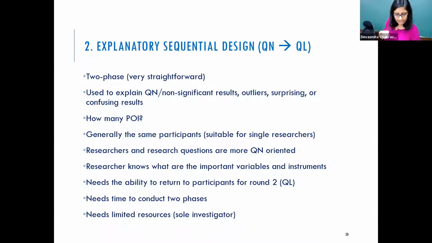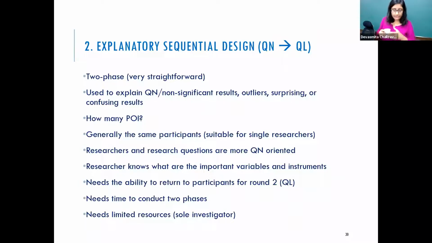Now, researchers and research questions are more quant oriented. So you're basically trying to explain your quant finding by fitting in a qual, which means it's more of a QUAN capital, qual small letter study. The researcher knows what are the important variables and instruments. So whatever you find in your quant findings, you design your interview questions based on those variables.